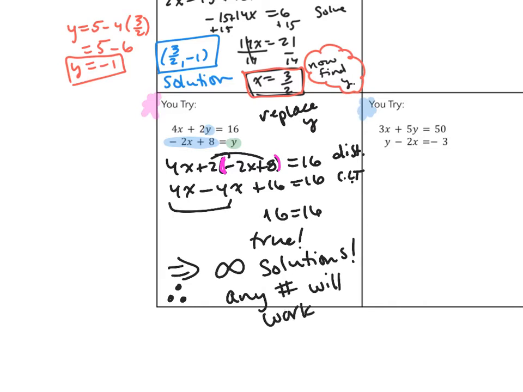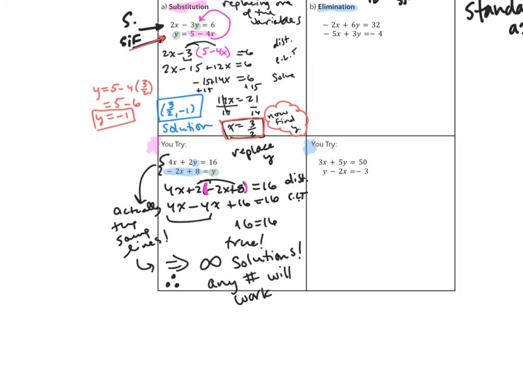And if you look at the equations here, I can sort of make out that these are actually the same lines if I divide by 2. So these are actually the same lines. And that's why it's infinitely many. So that's substitution. You're replacing one with the other.